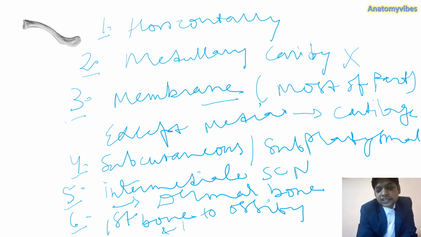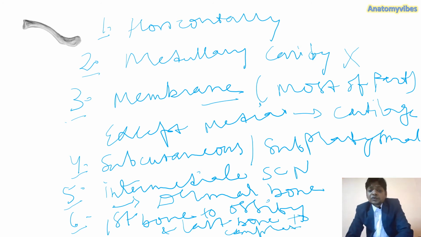And last bone to complete its ossification. So a starting ossification will start with this bone and final completion of ossification will happen with this bone. So these are some of the special features about the clavicle.